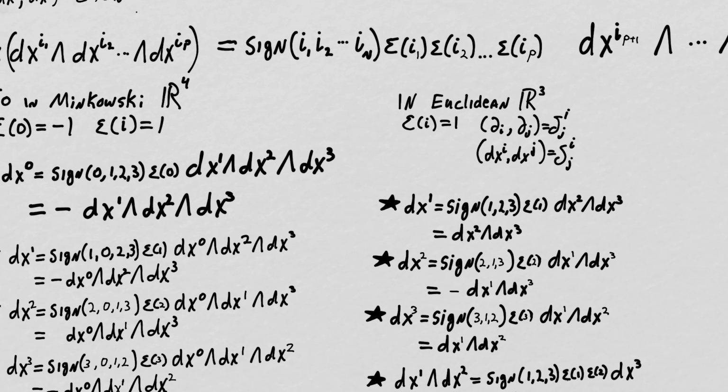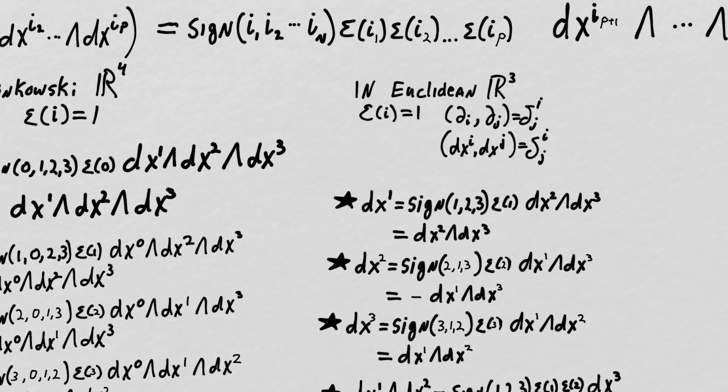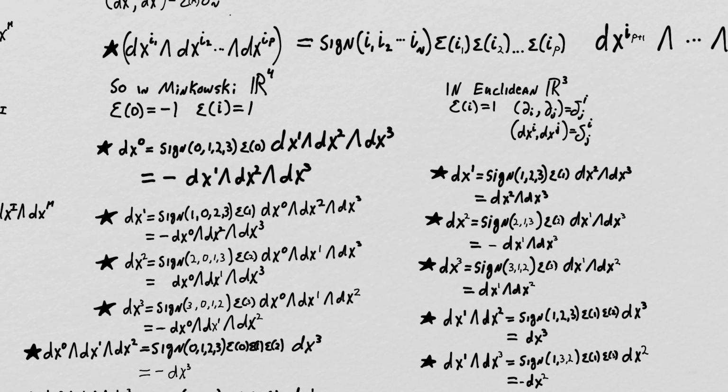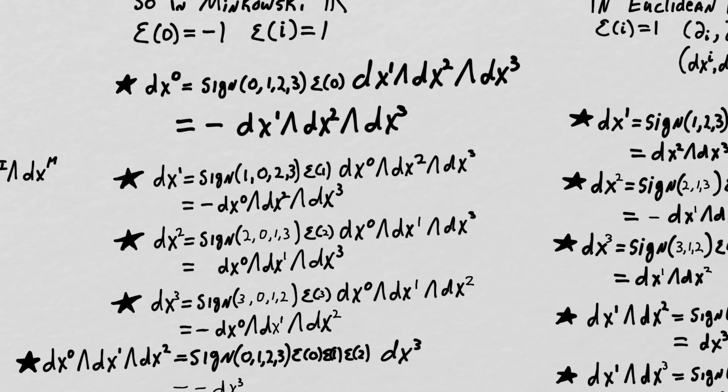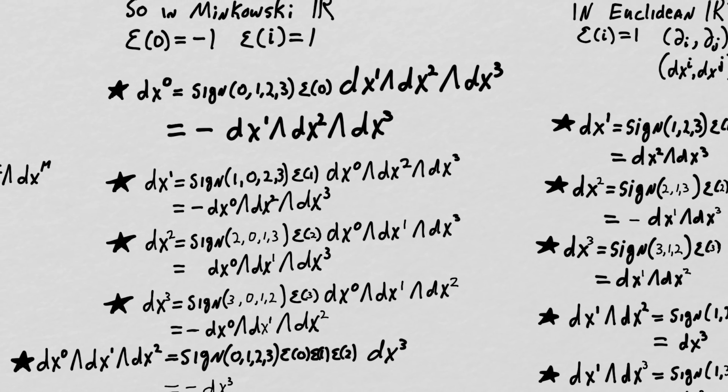But I also wrote it down for Euclidean space. And in Euclidean space, they're all going to have a plus 1, right? So there's going to be no minus 1 there. And in Euclidean space, I'm just considering 3 dimensions, not 4 dimensions. So let's look at some examples of exploiting this formula. Here's the actual formula that we learned. And let's just begin with looking for the Hodge dual in Minkowski space of just the one form dx0.